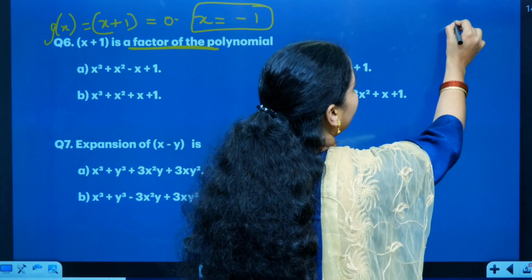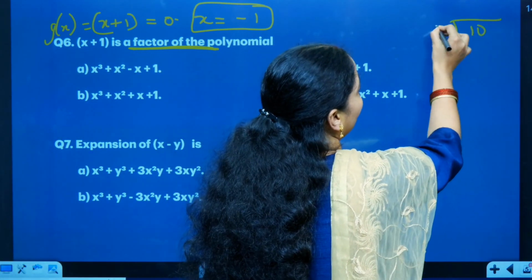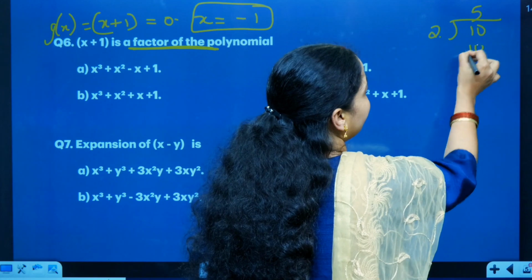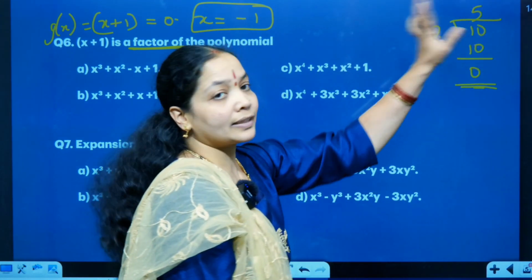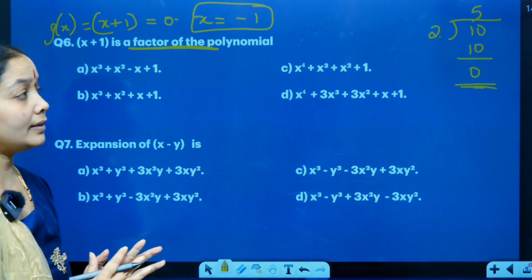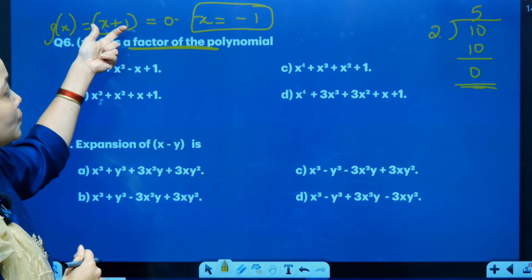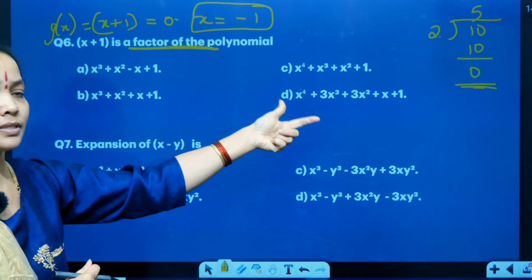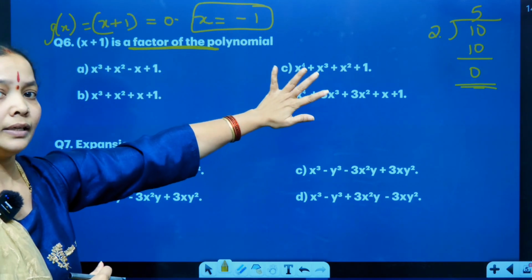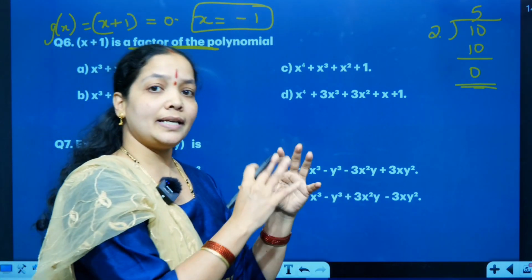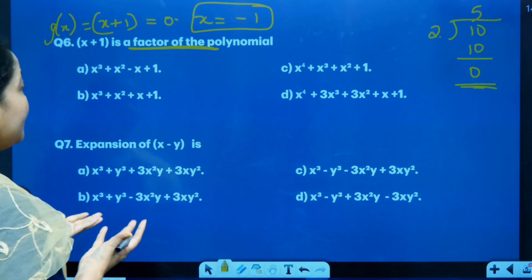In simple words, if I divide a number 10 with 2, 2 5s is 10, giving a remainder 0. That means I can say that 2 is a factor of 10. In a similar manner, if I have to conclude x plus 1 as a factor of any of these options, I will equate this to 0, substitute this value of x somewhere. If that is turning 0, I say it is a factor. Let us check in any of the following.